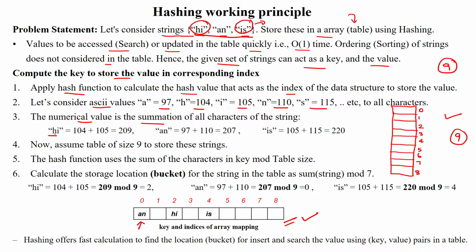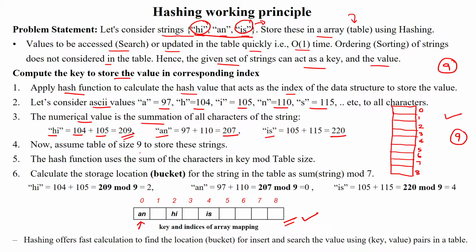For hi, we have two alphabets, h and i. For h, 104 is the ASCII value. For i, 105 is the ASCII value. So the summation is 209. For and, we get the summation 207. For is, we get 220.